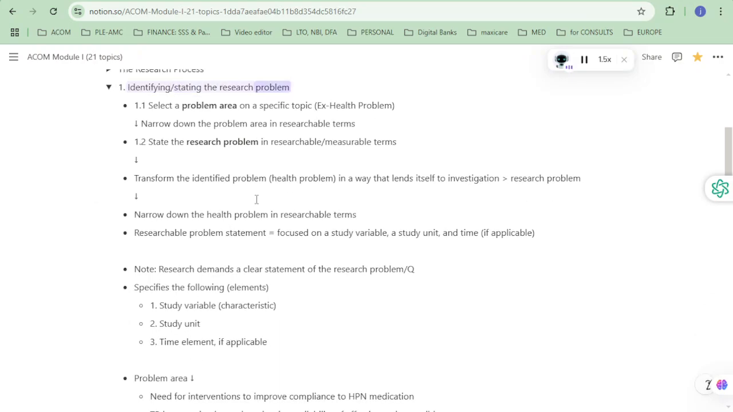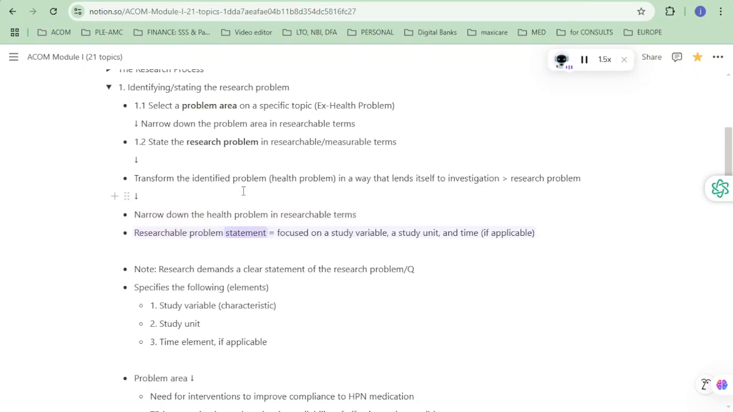Identifying/stating the research problem. 1.1 Select a problem area on a specific topic, X health problem. Narrow down the problem area in researchable terms. 1.2 State the research problem in researchable/measurable terms. Transform the identified health problem in a way that lends itself to investigation as a research problem. Narrow down the health problem in researchable terms.